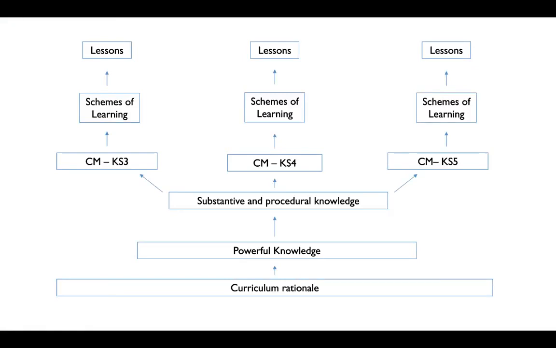So this is a reminder of the diagram of how we plan our curriculum here. We started off by designing a curriculum rationale and identifying the most powerful concepts that make our subject distinct from all others. Within that, you have your substantive and procedural knowledge: knowing information, and knowing how to do certain activities within subjects, which we identify. And then we map those onto our curriculum maps.